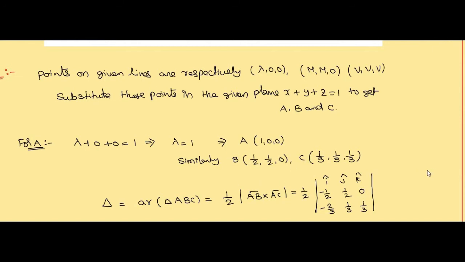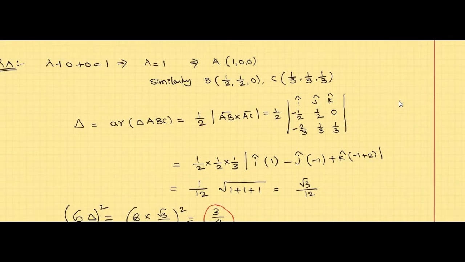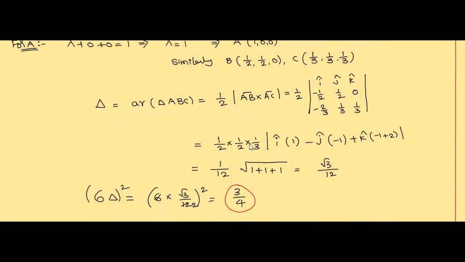Now you want the area of triangle ABC. Whatever method you follow, it's just a calculation part. Then it gives us 6 delta square equal to 3 by 4. So this is the second question in the JEE 2019 Advanced paper.